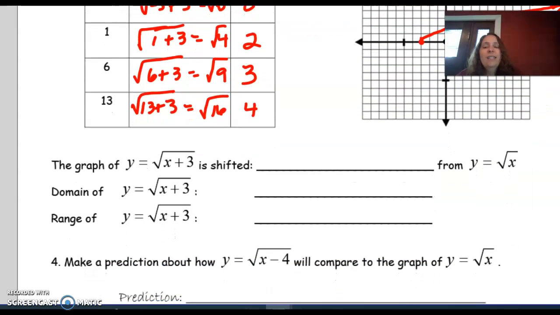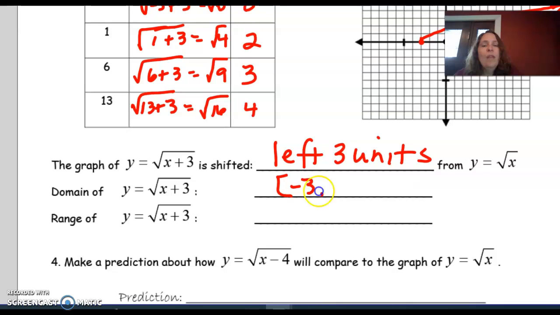So finalizing this then, the graph again is shifted left 3 units, with the domain now starting at -3, 0. So we're going to say it goes from -3 to infinity, and our range hasn't changed. It's still 0 to infinity. All right, I'm going to pick up with example 4 in the next video.